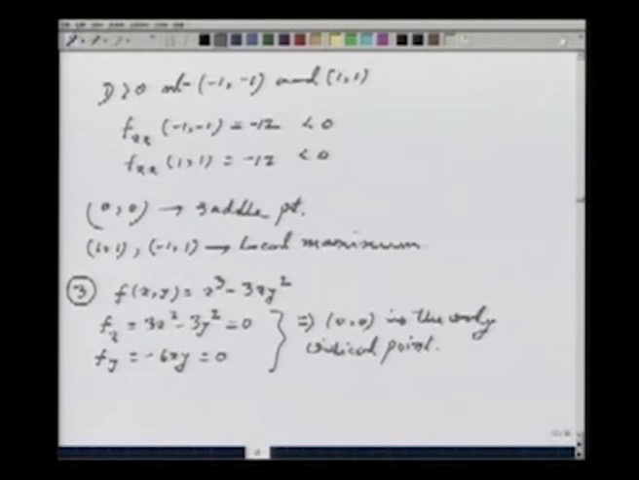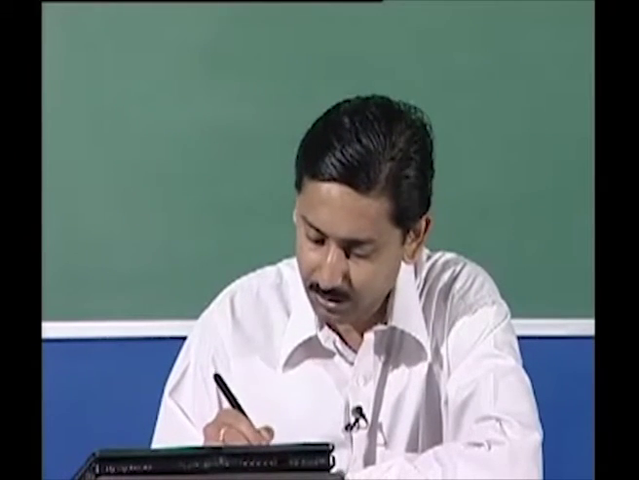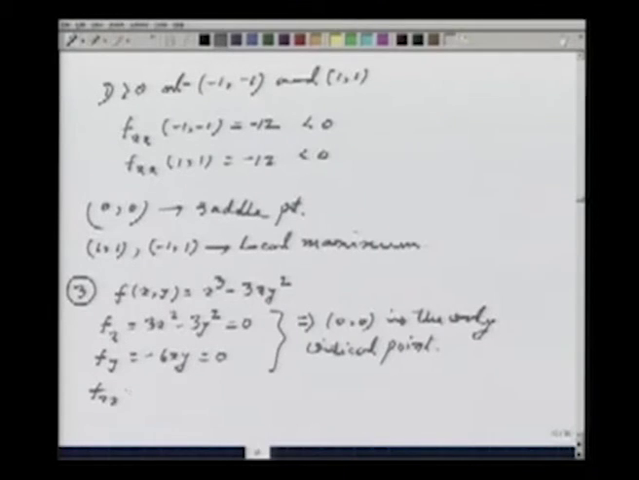Now I have to see the behavior of the critical point 0, 0. So for that, first I have to start with d. So I need to know what is fxx. Fxx turns out to be 6x. What is fyy? That turns out to be minus 6x. And then I have to look at fxy. That is minus 6y. Okay. Now, if I look at the point 0, 0, then all these quantities are actually equal to 0. So this implies d is equal to 0.